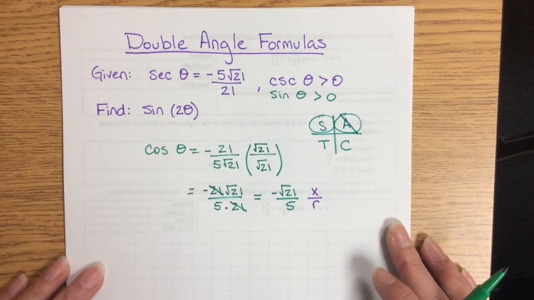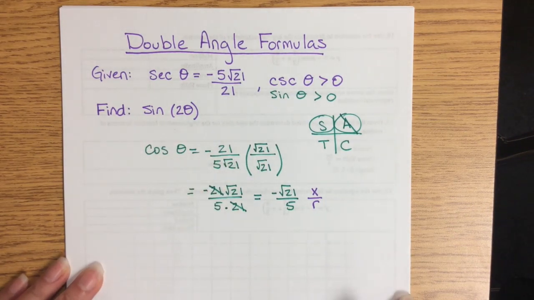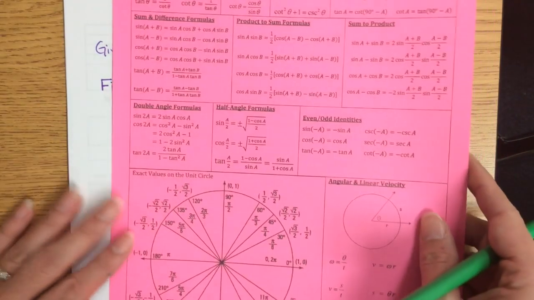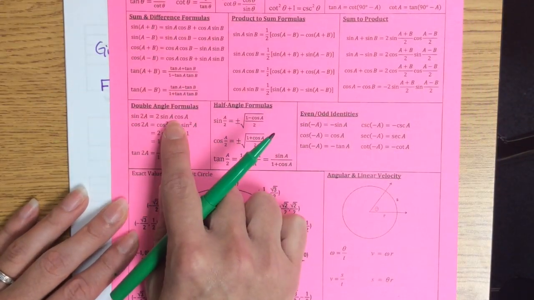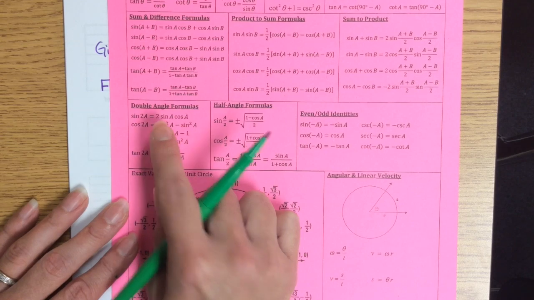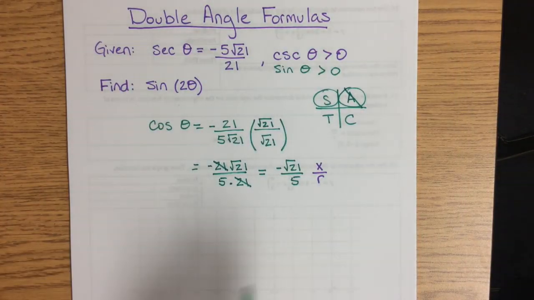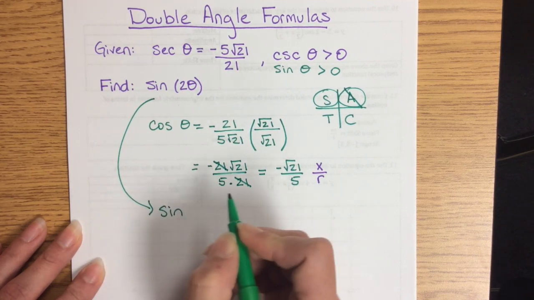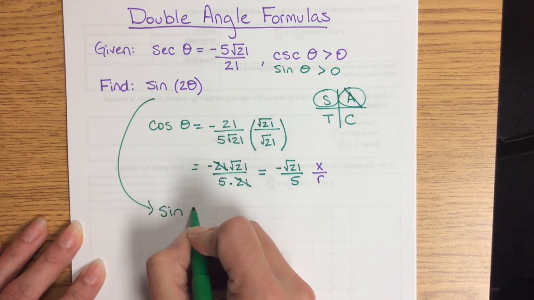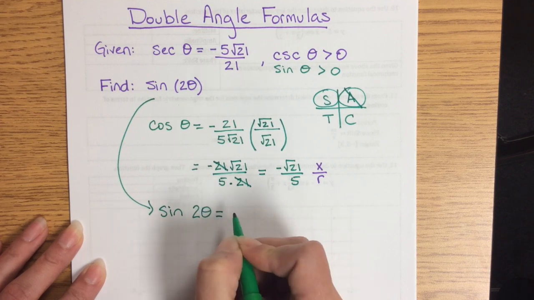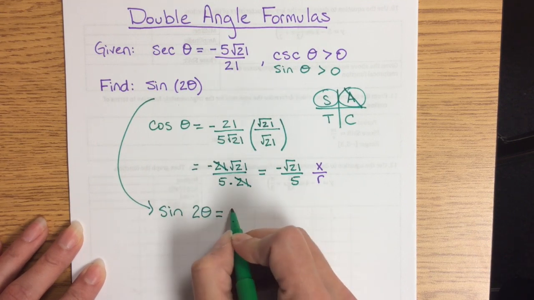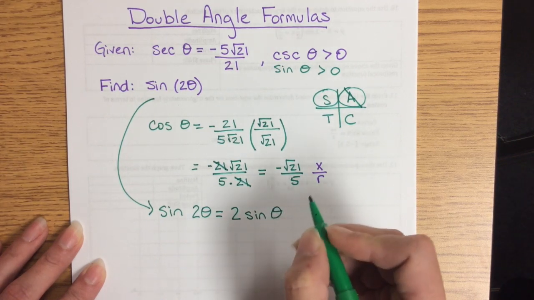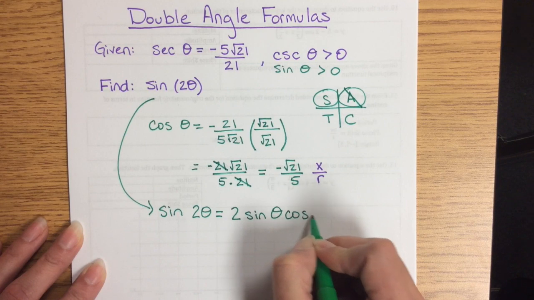Okay, so next we need to find sine of 2 theta. Let's go ahead and look at that formula on the formula chart. It's right here, sine of 2 theta. This is a nice one because we just have to pick one: 2 sine A cosine A. So when we're looking for sine of 2 theta, the formula for that, straight off of our formula chart, is 2 sine of theta times cosine of theta.